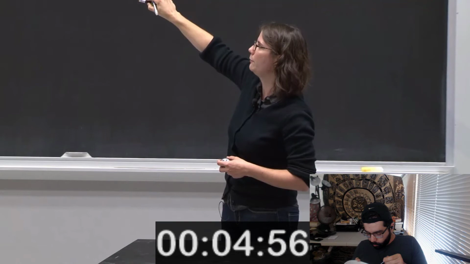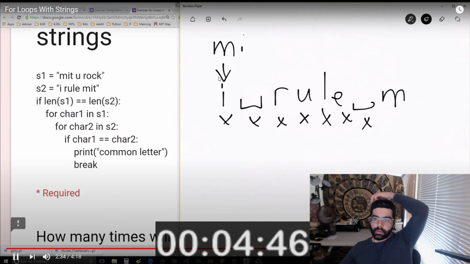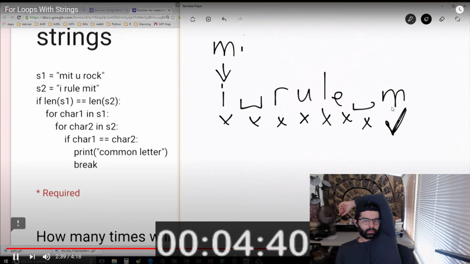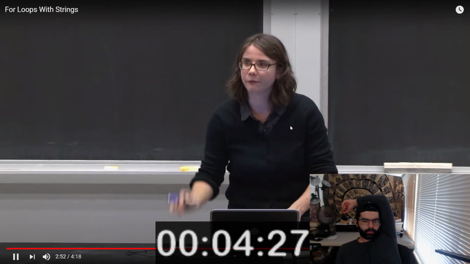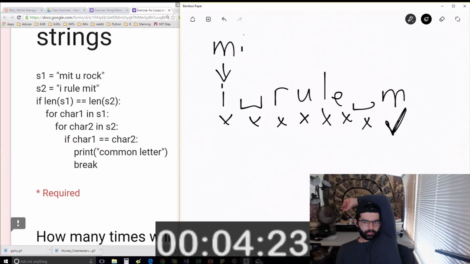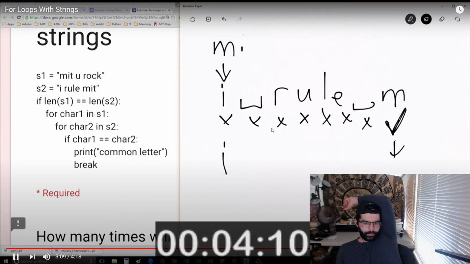And suddenly we reach here where we're comparing M with an M, and we say, yes, they are equal. So we're going to print common letter, and then we're going to break. This break says, do not keep looking at the remaining letters in S2. Okay. So once we found one that matches, stop right here, break, and print out the thing, and then go on to looking at I, which is the next letter in S1. And you do the same thing. Compare I with I. We have a match.